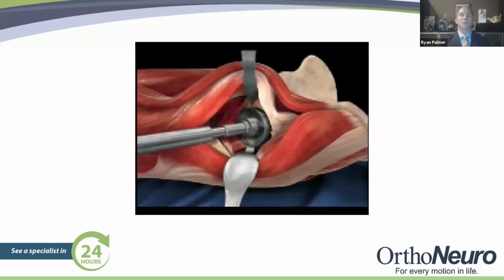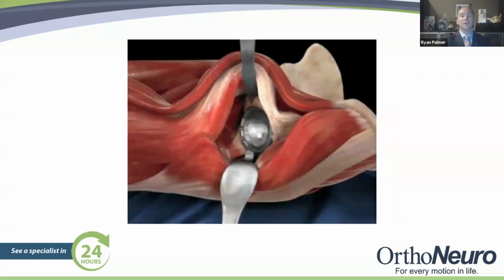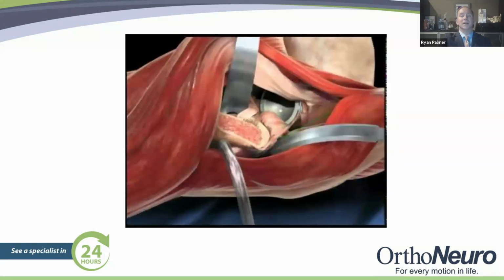Next, we use a special tool to clean out the acetabulum, or the cup portion of the ball and socket joint, preparing to place a final new titanium shell. This provides the substrate within the bone to be able to then replace the cartilage that is worn out. We place a liner inside of the socket.